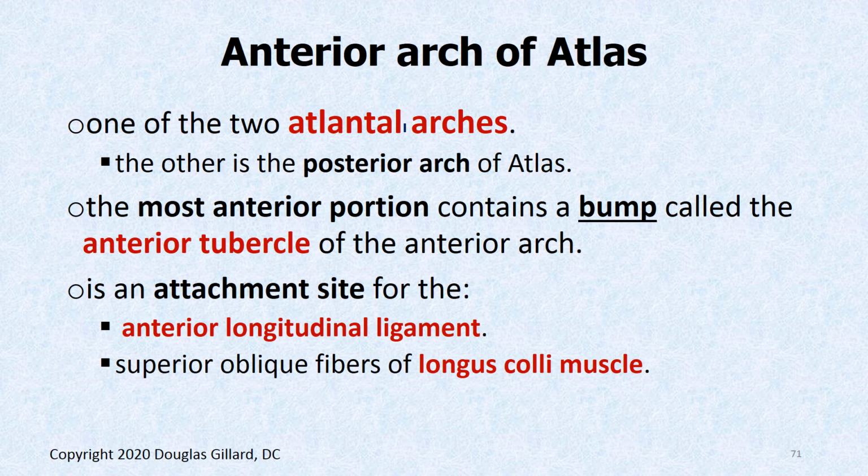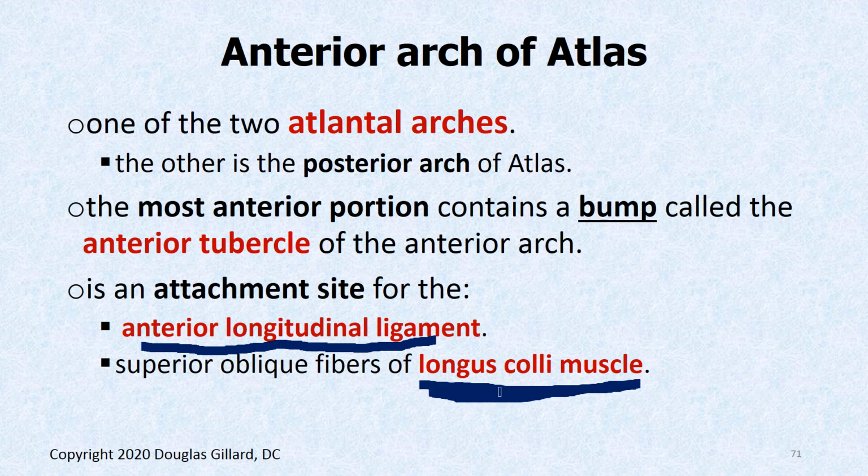Anterior arch, we've talked about it, right? It's just that anterior arch, and it has that bump on it called the anterior tubercle. Who cares about the anterior tubercle? Well, there are some things that connect to that anterior tubercle: the anterior longitudinal ligament and the superior oblique fibers of longus colli.